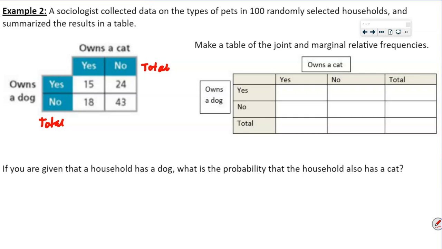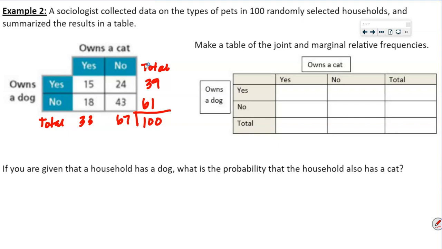So 15 plus 18 is 33. 24 plus 43 is 67, okay? Then we're going to add the 15 to the 24. That's going to give us 39. And then we're going to do 18 plus 43. That's 61. Okay, so then our total down here would be the 100. And that's how we check to make sure that we have the right values.